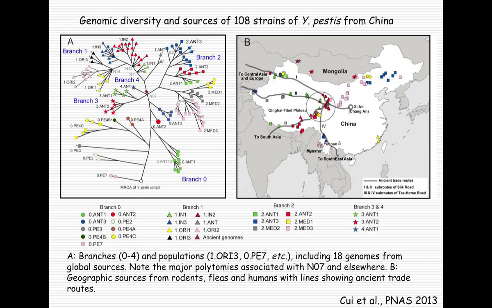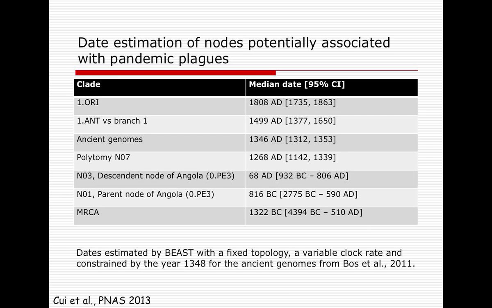And within China, these are the locations of the organisms that we're looking at the genomes on. And these gray lines are major trade routes. These two are the Silk Road going to Western Asia. These two are the Tea Horse Road going down to India and to Vietnam. And most of the modern isolates in looking at Yersinia pestis in wild rodents are right along those trade routes. And so we think that probably the trade routes are involved in these repeated episodes of spread. And these are just some dating estimates all within that tree.